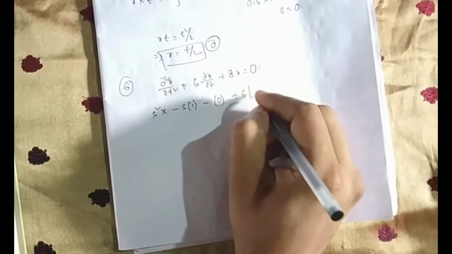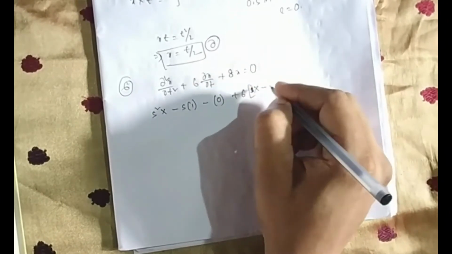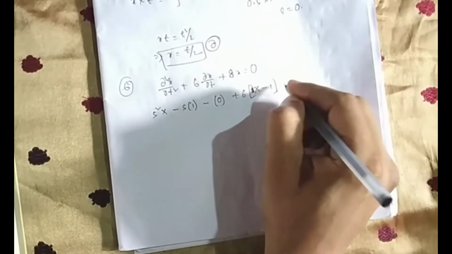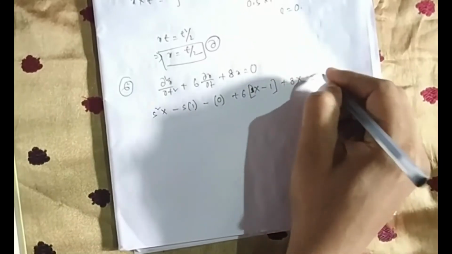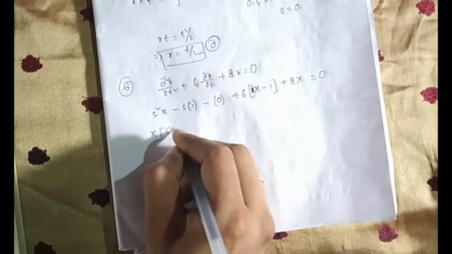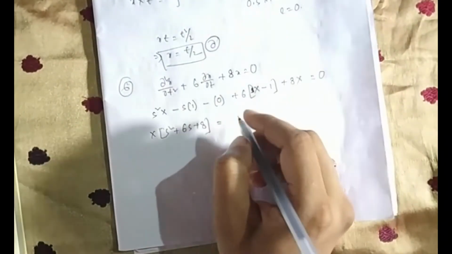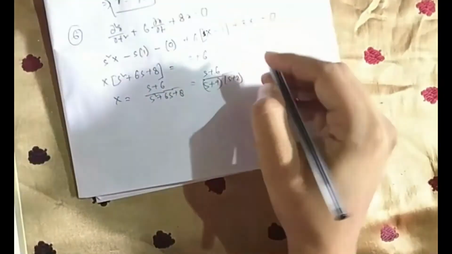Next, 6 into sx minus x0, what is the initial condition? 1, plus 8x is equal to 0. So if you take x common, it will be x into s square plus 6s plus 8, which will be equal to, so now again you can apply this one.